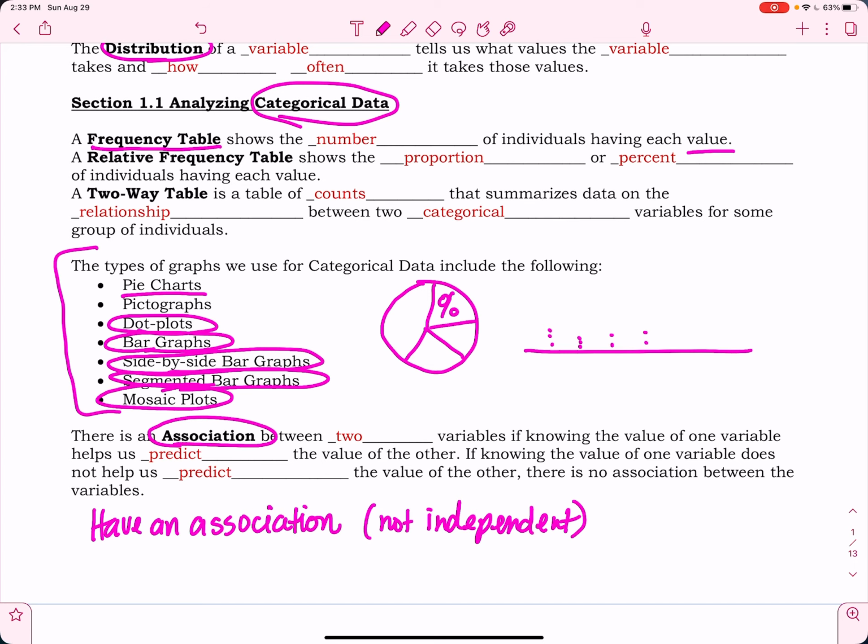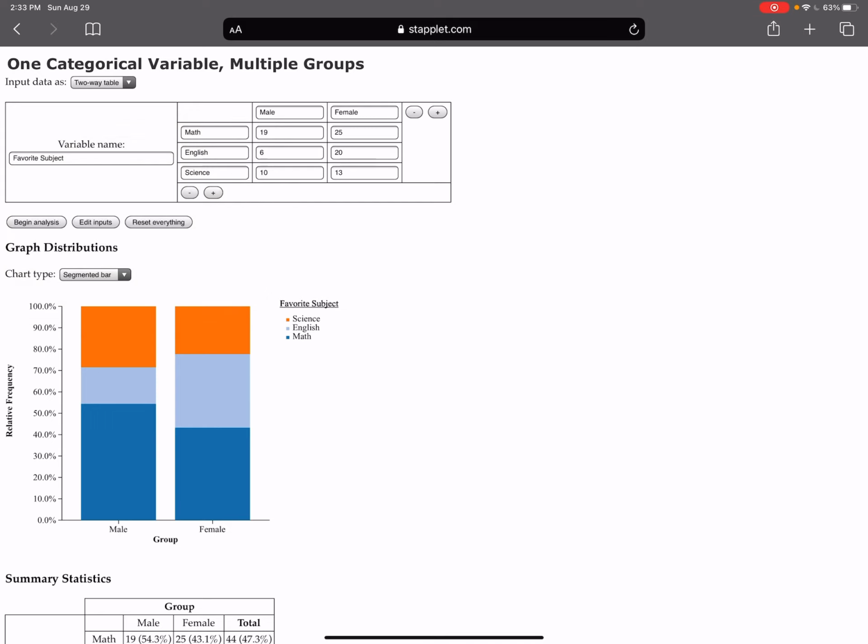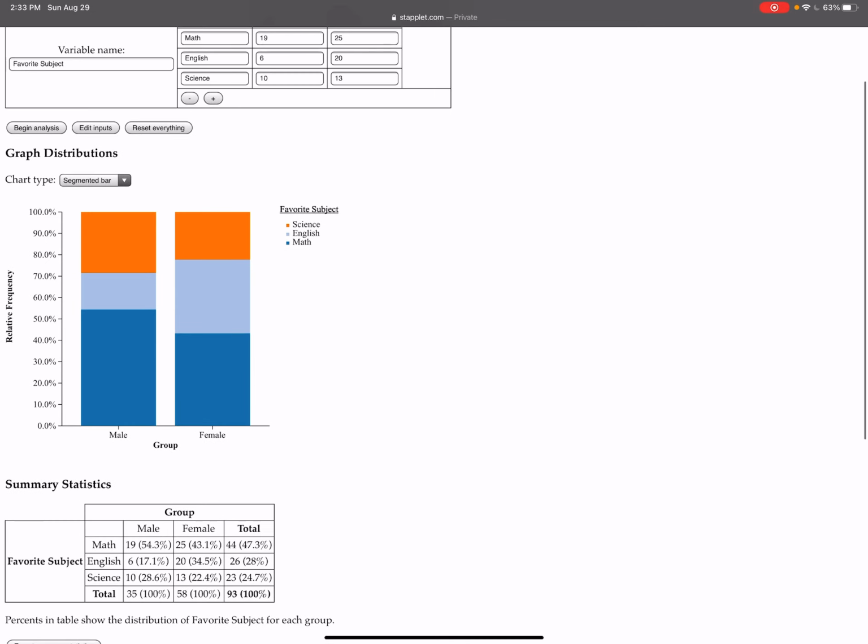All right, so let me pull up my picture here. I've got a table here with favorite subject, math, English, science, and I've got them separated by male and female. As you can see in the picture here, I've got a segmented bar graph. It makes sense to put these in percentages since we're stacking values on top of one another here. So you can see by the picture how males and females compare to each other.